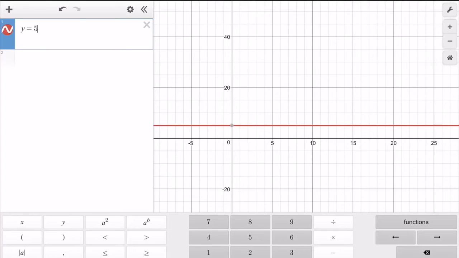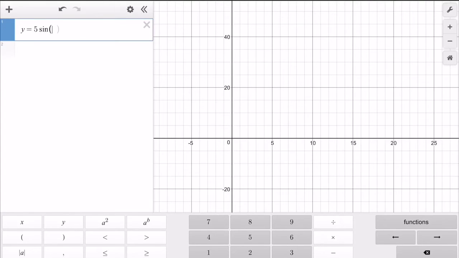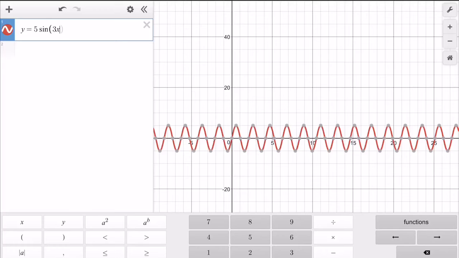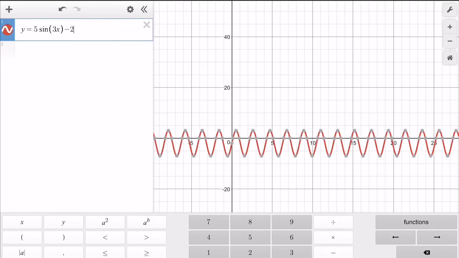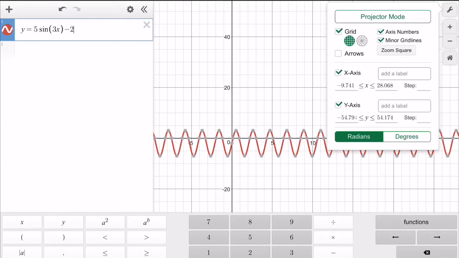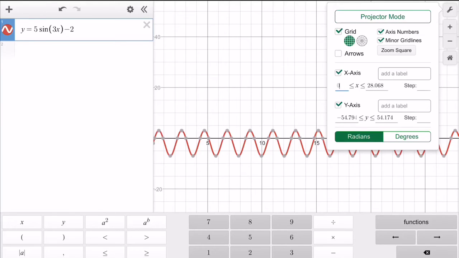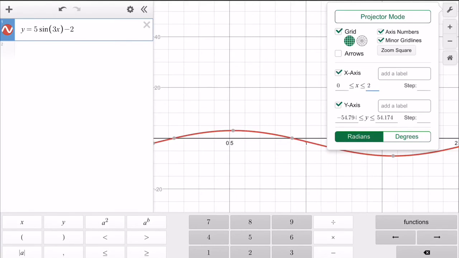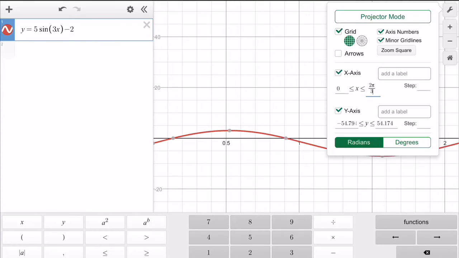Okay, now we're ready to graph. Y equals 5 sine 3x minus 2. So I'm just going to type that in. And just press that little wrench so we can change the window. So for the x-axis, I'm going to go from 0 to 2 pi over 3. And you can put that in exactly with Desmos.